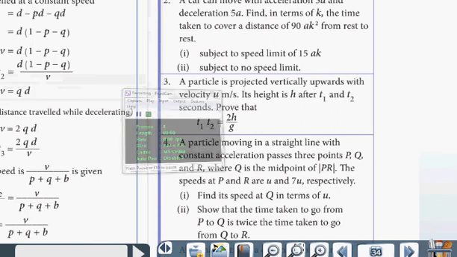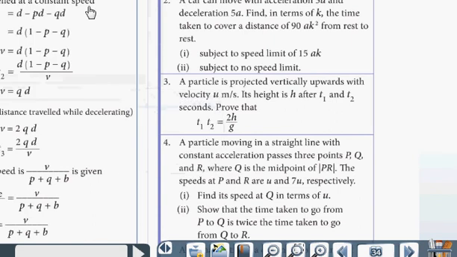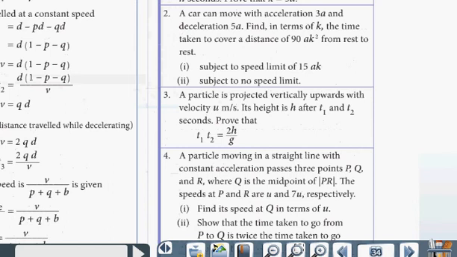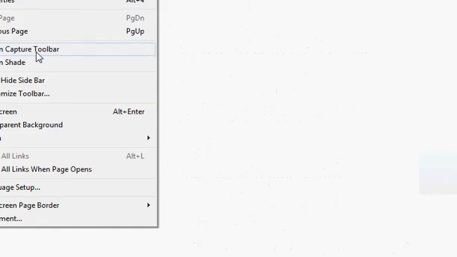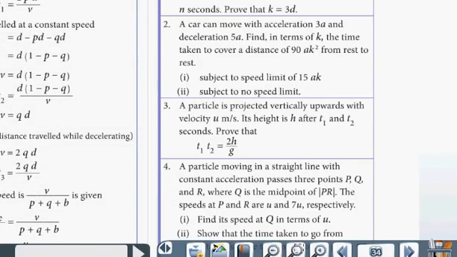Dealing with questions that basically have letters instead of numbers. The first thing we're going to do is read question 6 and try to take apart the language to see what we can do here. A car moves with acceleration 3a and a deceleration 5a. So it can do this. Can being the key word there.